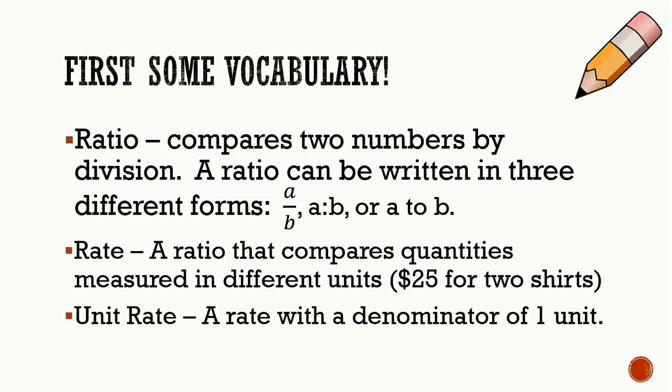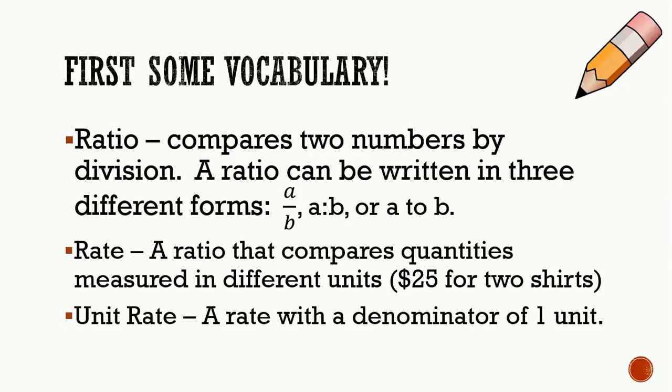Ratio you've probably heard before. Basically a ratio is comparing two numbers by division. And you can write ratios in three different ways. You can write A over B, A colon B, or A to B. You'll see it all three ways in any kind of textbook. There's three different ways to write it.